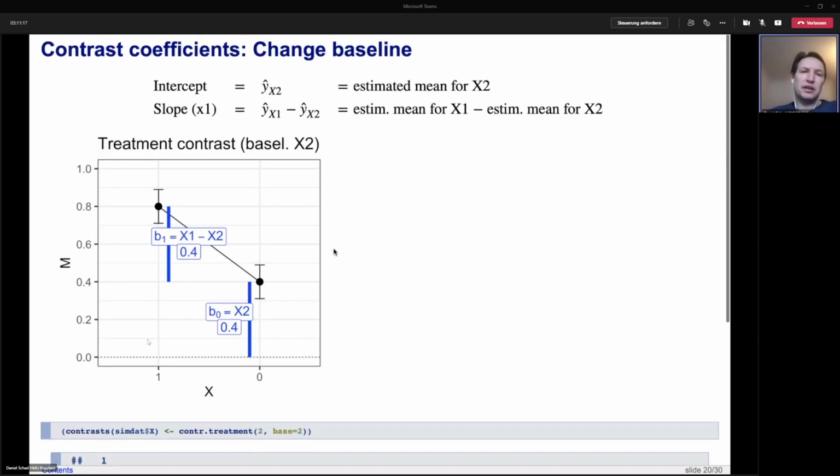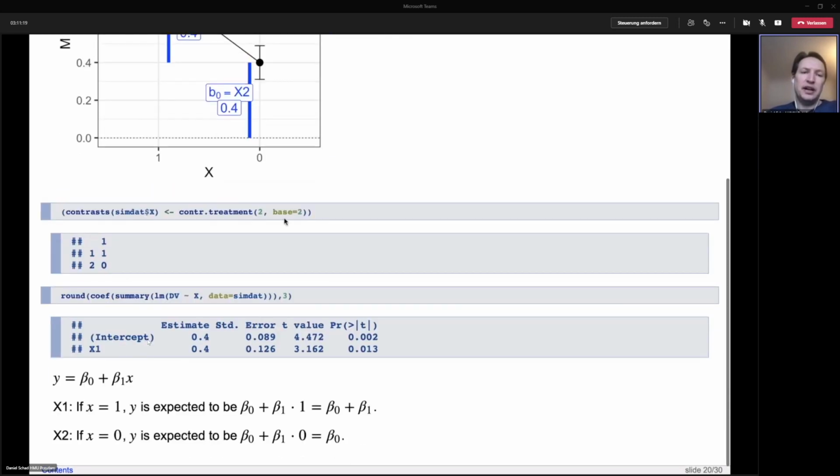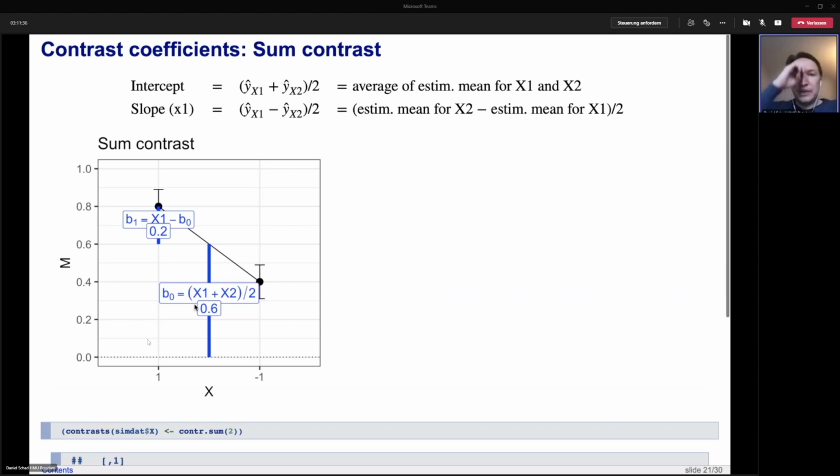Okay, so this is simply changing the baseline, and you can see that we can do that by applying this contrast function, matrix function contrast treatment, where we have a different contrast matrix, and then R automatically uses that in the analysis. So how about sum contrasts? In sum contrasts, the intercept we said before is the average of the two conditions, and the slope is the difference between the two conditions divided by 2.